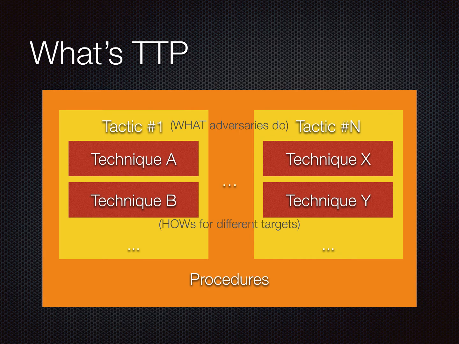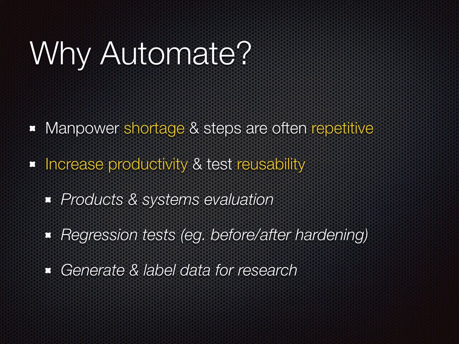Techniques are specific methods used on systems to achieve a desired result. For instance, loading a Windows DLL is one of the many techniques to execute code in Windows OS. A procedure is a sequence of techniques done in a certain way or order. Repetitive tasks can be automated to increase productivity and test reusability. Some of the use cases include products and systems evaluation, regression tests, and generating labeled data for research.